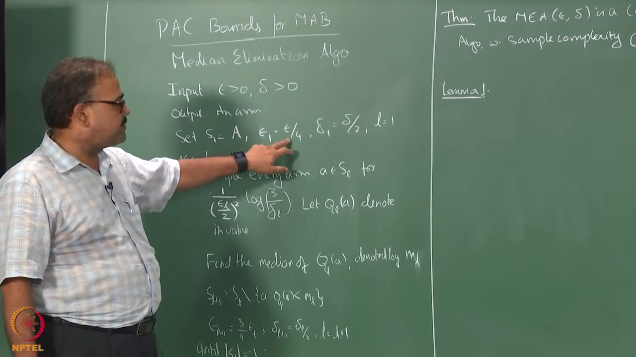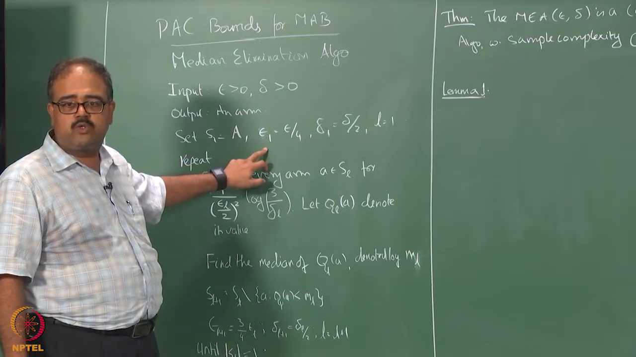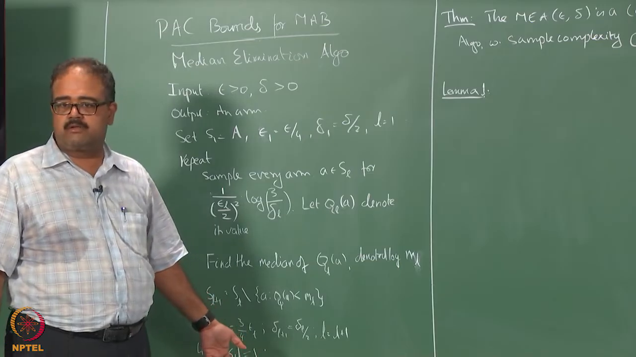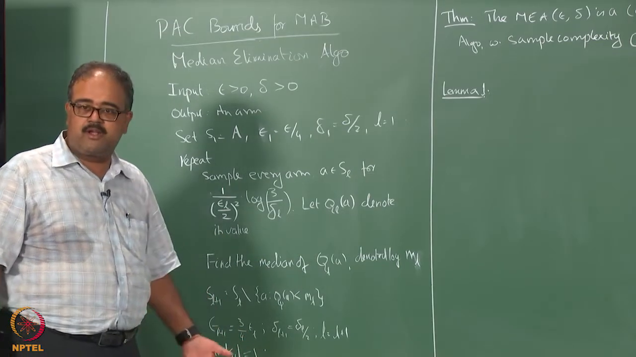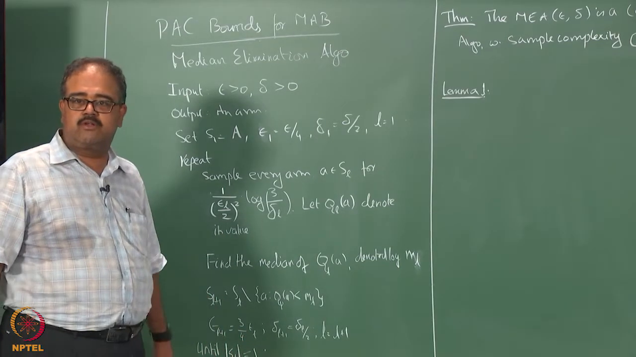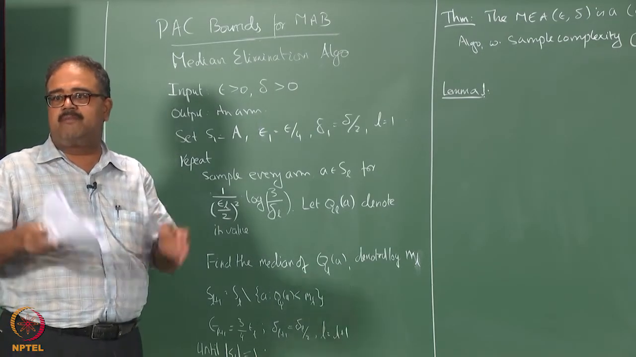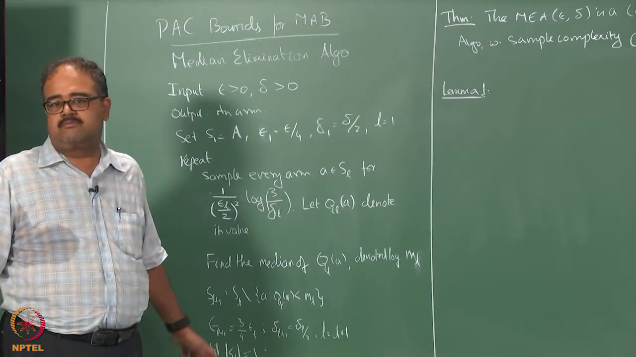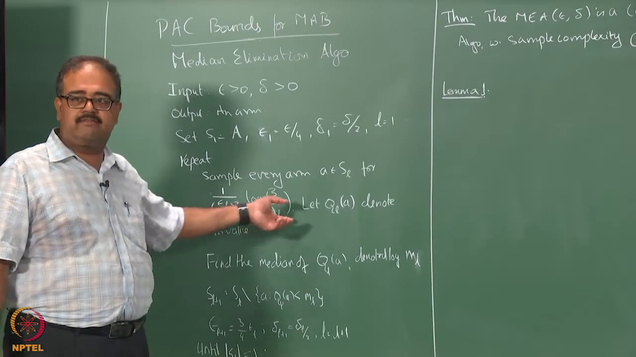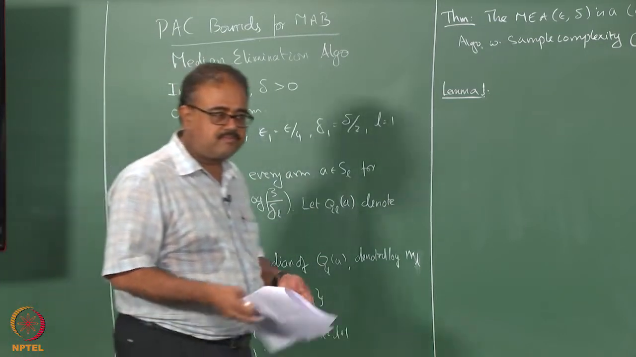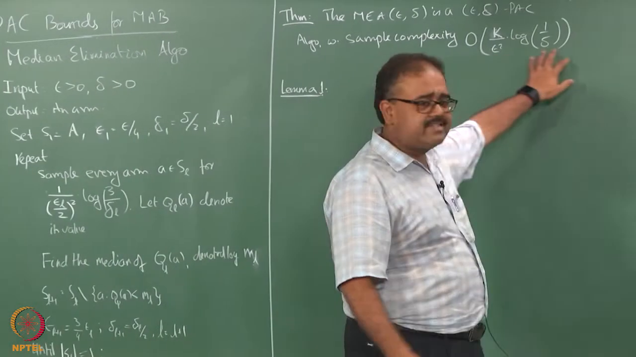So what is epsilon 1? It is epsilon by 4. What is epsilon 2? 3 by 4 into epsilon by 4. Epsilon 3 is 3 by 4 the whole squared into epsilon by 4. So epsilon L is essentially 3 by 4 whole power L minus 1 into epsilon by 4, right. So like that, you can write the similar expression for delta and you can essentially simplify it, right. So that part is fairly straightforward.